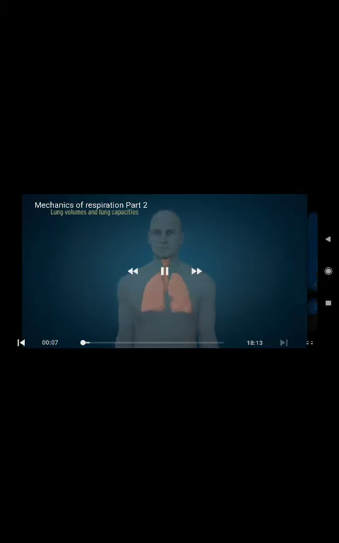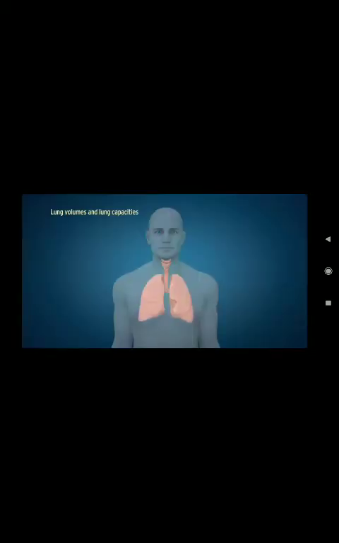Of respiration. Lung volumes and lung capacities are defined as the volume of air present in the lungs at different stages of the pulmonary cycle. They are measured to perform prognosis in patients suffering from obstructive and restrictive pulmonary conditions.